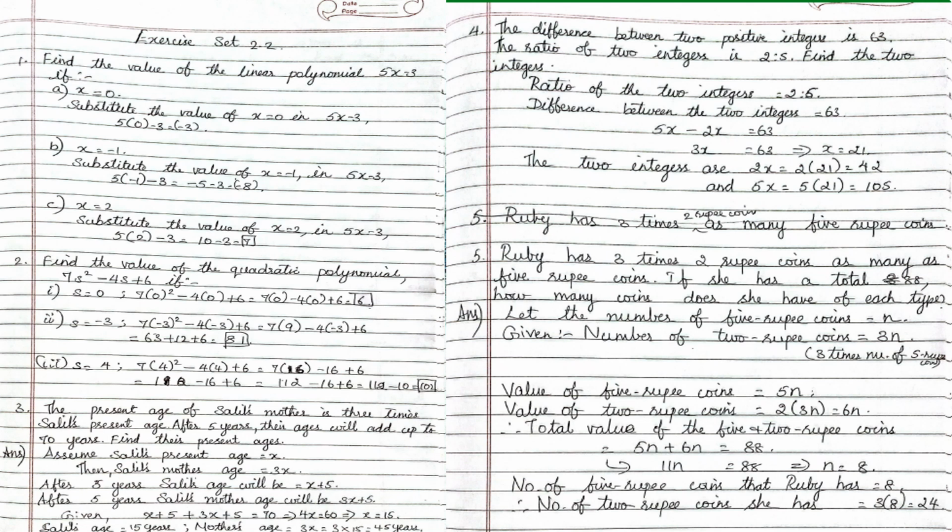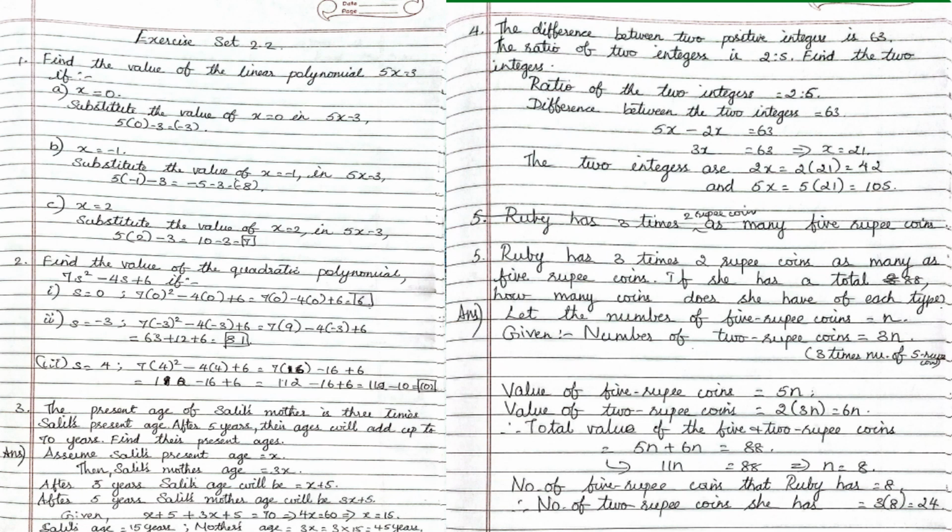Now, we just assume the number of 5 rupee coins to be equal to n. The number of 2 rupee coins is 3 times the number of 5 rupee coins. If the number of 5 rupee coins is n, then the number of 2 rupee coins is 3n. What we need to understand here is that the number of 2 rupee coins will be more than the number of 5 rupee coins. That is one idea which we get from the current scenario.